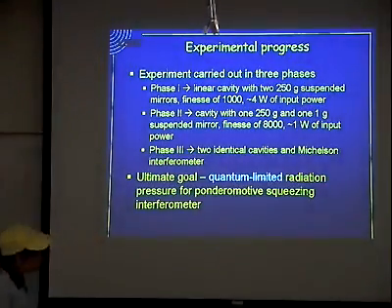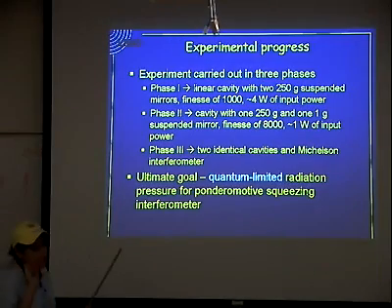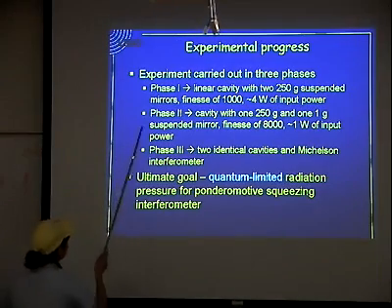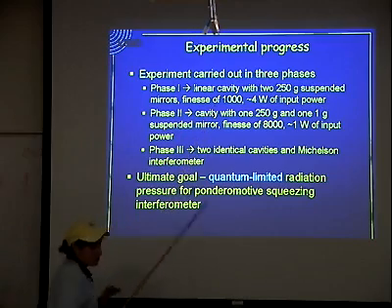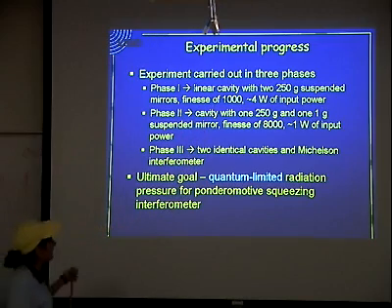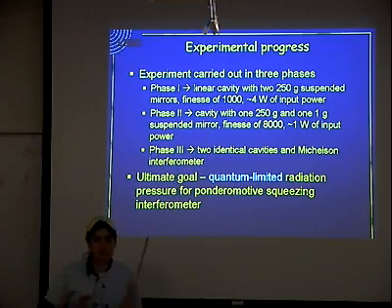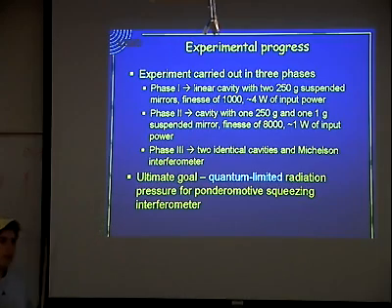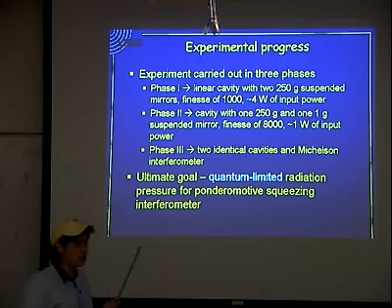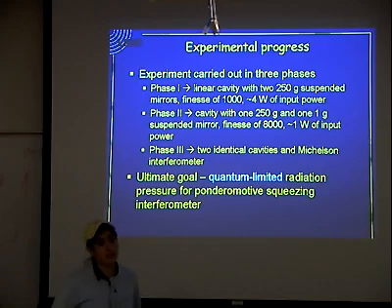The experiment at this stage is being done in 3 phases. The first phase is completed. It was a linear cavity. Now why do it in 3 phases? It's all to do with risk management. There are many things that are hard about this experiment. Probably the single hardest thing is the mechanical oscillator itself.